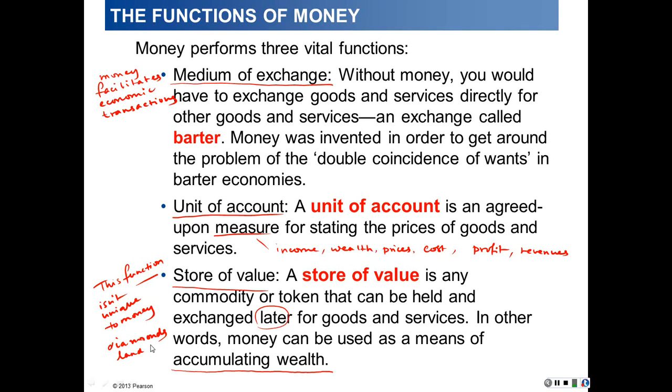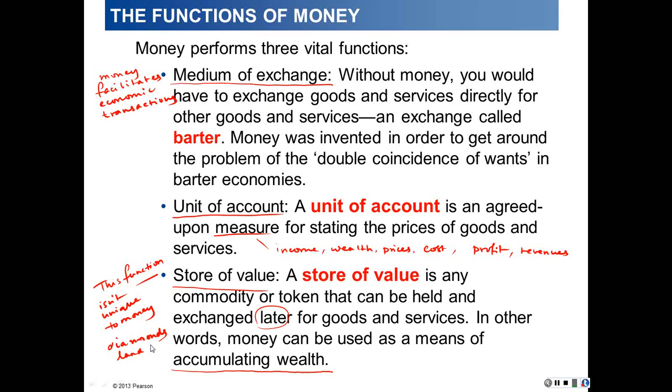So money as a store of value is not a unique function. Other commodities can serve as stores of value also. But the first two, medium of exchange and unit of account, are functions that are in fact unique to money. So these are the three functions of money, of which function number one, medium of exchange, well, that's the most important function. That's why money was invented.